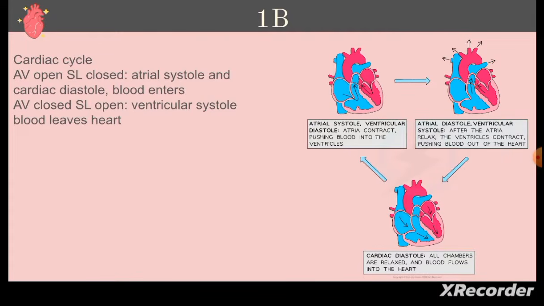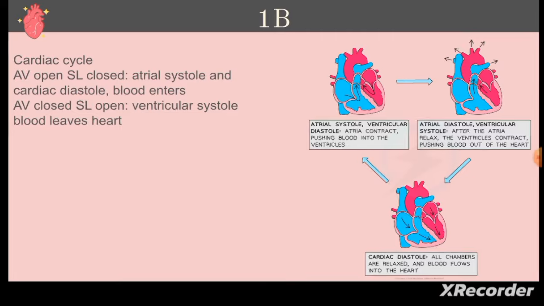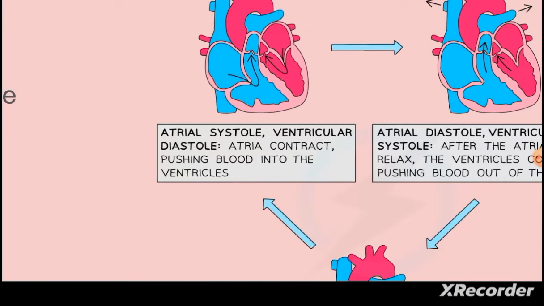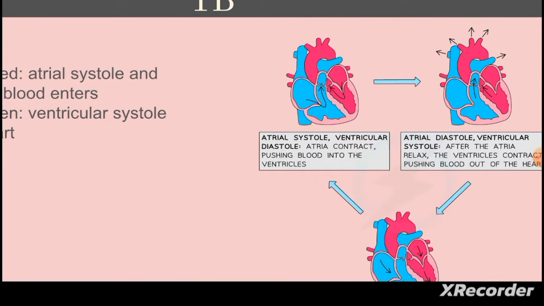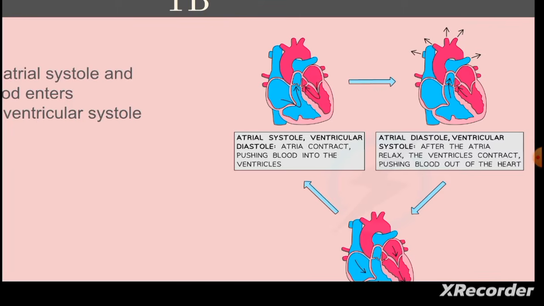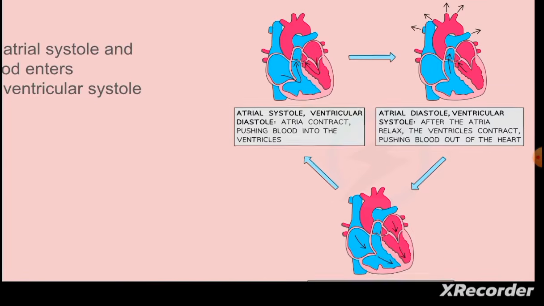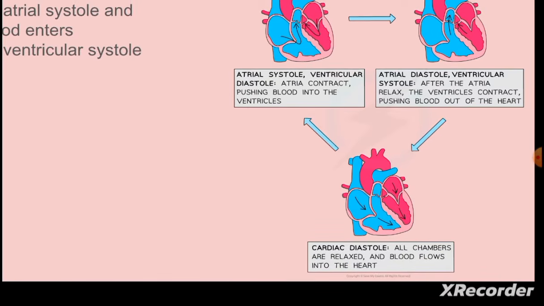Here we have the cardiac cycle. The first step is atrial systole, ventricular diastole, when the atria contract to push blood into the ventricles, and then ventricular systole, when the ventricles contract to push blood out of the heart. And here we have cardiac diastole. All chambers are relaxed and blood flows into the heart.